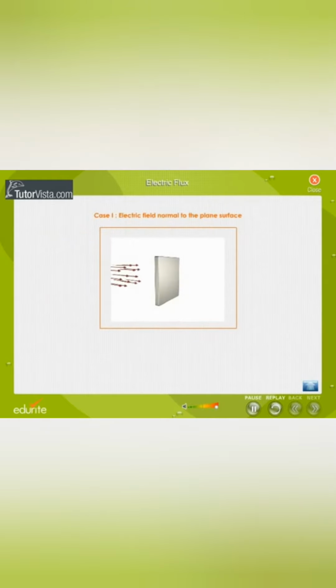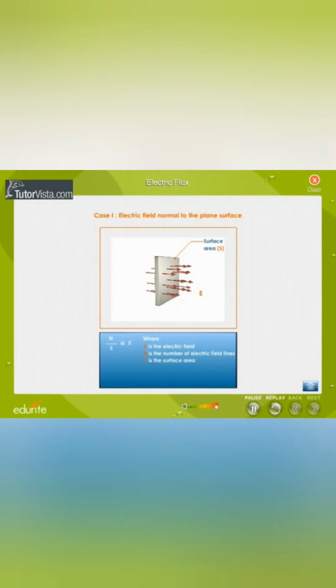Case 1. If the electric field is normal to the plane surface of area S, then the number of electric field lines per unit area is proportional to the magnitude of the electric field. This means that the number of electric field lines is proportional to the product of E and S. This product of E and S is called the electric flux and is represented by the symbol phi E. Phi E equals ES.